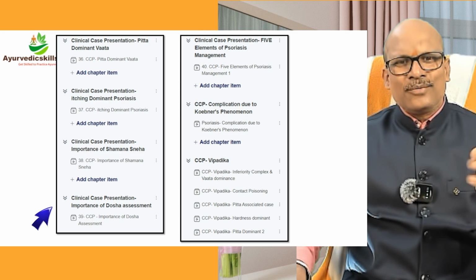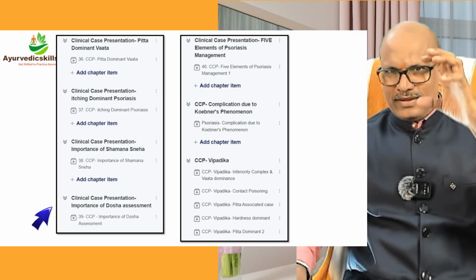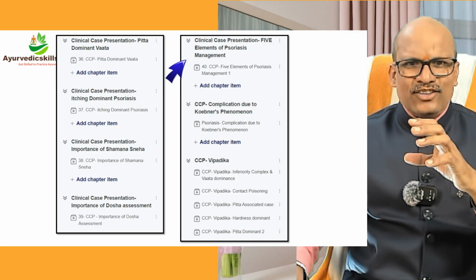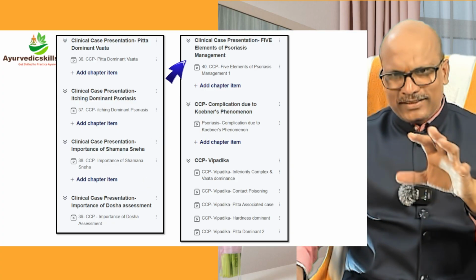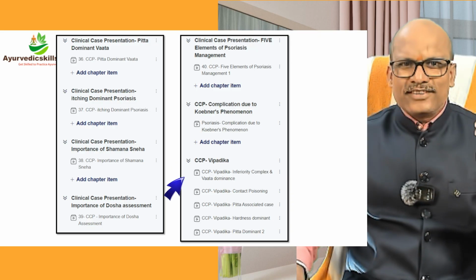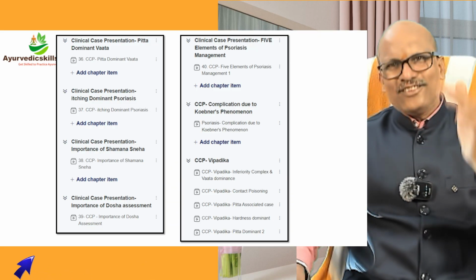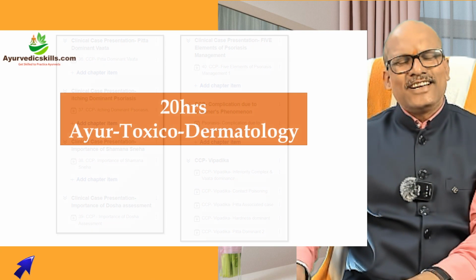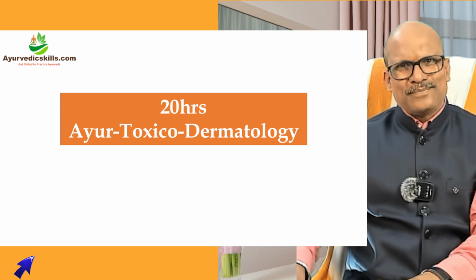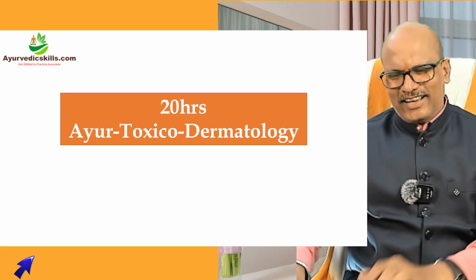Next is importance of dosha assessment, how the dosha assessment helps based on those case discussions. Case discussion on five important elements of psoriasis, case discussion on Koebner phenomenon, complications, case discussions on Vipadika, Padadari. These all will be dealt with in the 30 hours psoriasis management mastery. Right? So now we'll go to the 20 hours hydrotoxicodermatology.